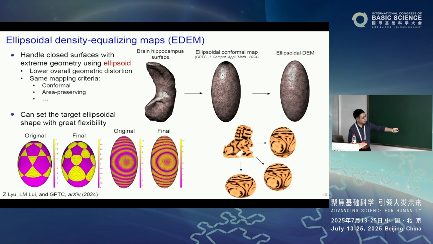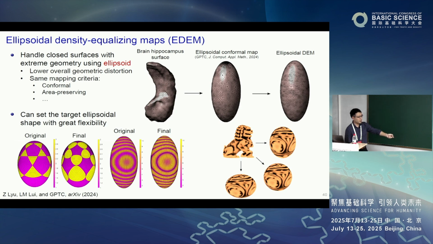So in the case of this kind of highly elongated structure, we may want to use an ellipsoid rather than a sphere. So in this work, we try to develop an ellipsoidal density equalizing map approach, the EDEM approach. The idea is quite similar, but this time we want to be able to change the ellipsoidal shape freely. We can set the ellipsoidal shape ourselves by setting different elliptic radii A, B, C, and then for different ellipsoidal shapes we can compute these mappings very easily, and that also gives us flexibility to handle the same surface by using different kinds of ellipsoids.